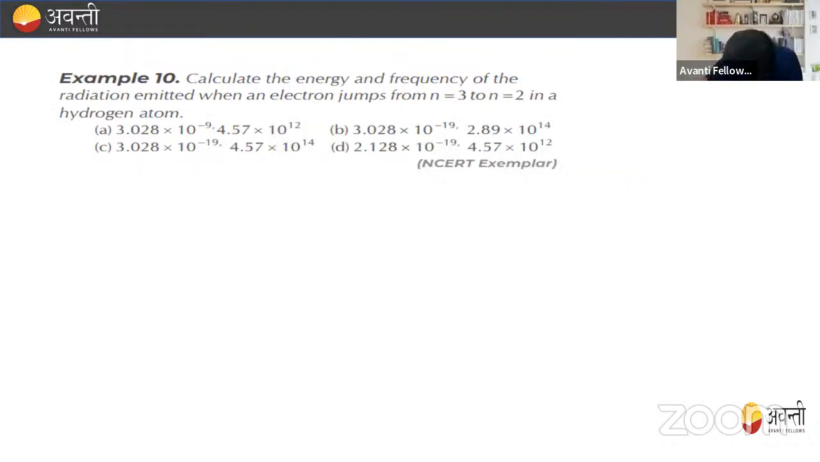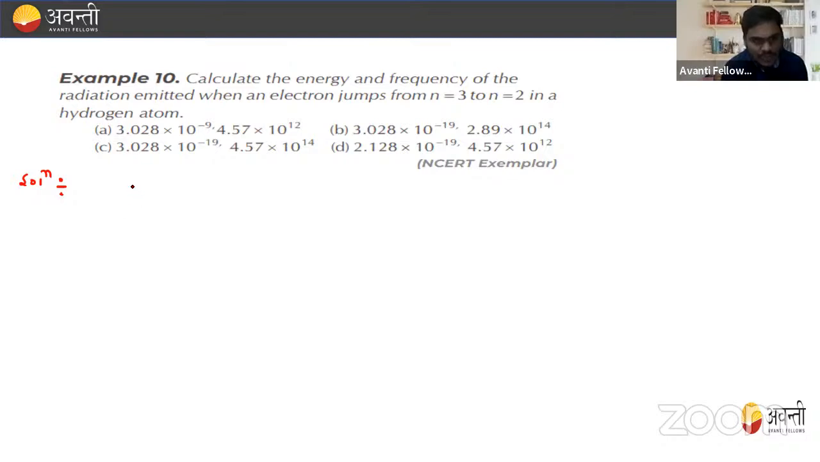Now we are going to solve some questions so that your concept becomes very clear, and you can easily solve such questions as well. The question asks you to calculate the energy and frequency of the radiation emitted when an electron jumps from N3 to N2 in the hydrogen atom.